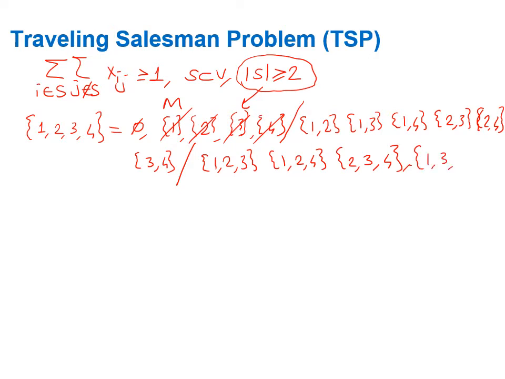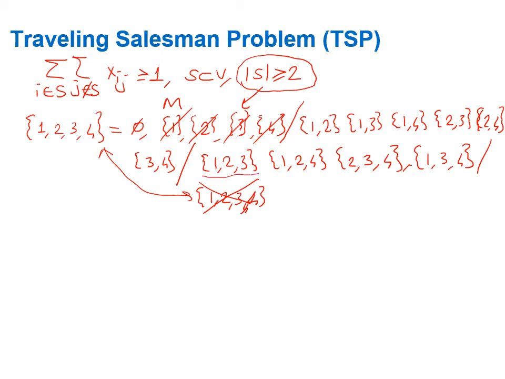1, 3, 4. Okay, these are subsets with 3 elements. And finally, we have the subset with 4 elements, which is 1, 2, 3, and 4. In fact, this 1, 2, 3, 4 is the tour that we want. There's no subtour here, so we don't need to write a subtour elimination constraint here.